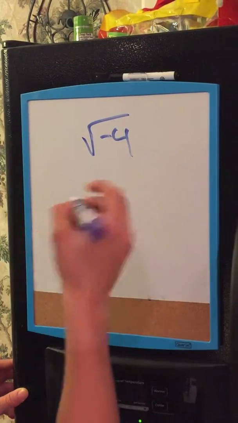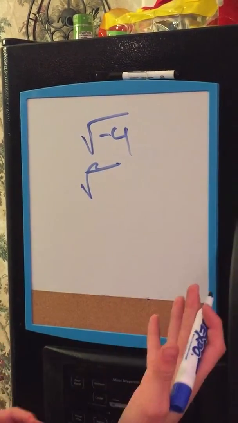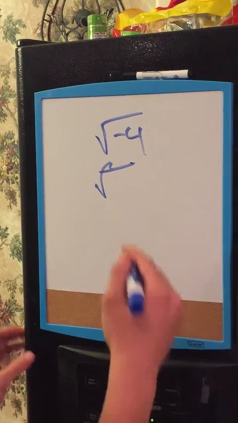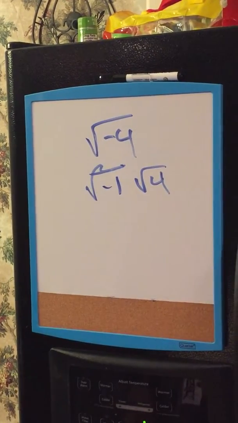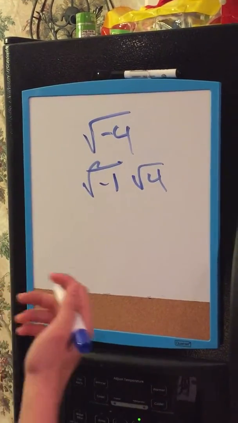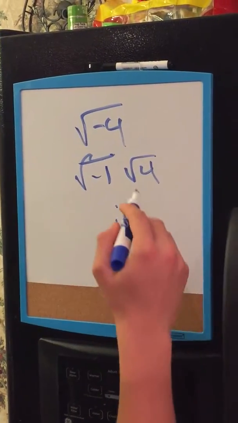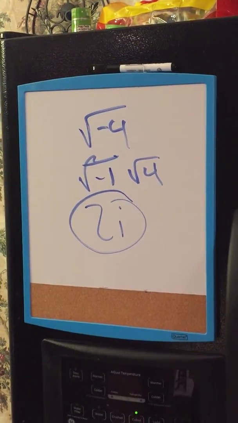To do this, you would take out the negative, because a number times itself doesn't equal a negative. So you get -1 and the square root of 4. Since the rules say the square root of -1 equals I, you have I here, and the square root of 4 is 2. So 2I is your answer.